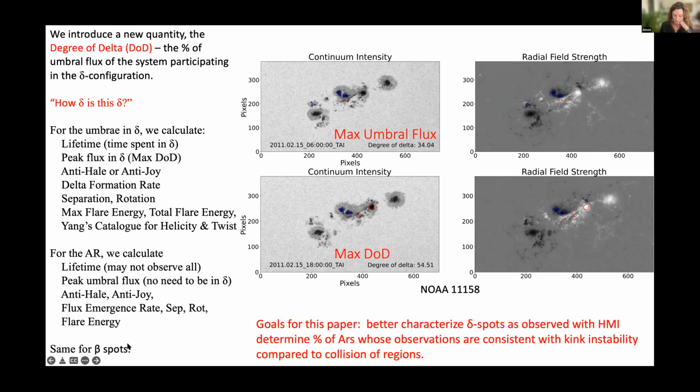We also have a control group of beta spots. So the goal for this paper is to better characterize delta spots observed with HMI and determine the percentage of active regions whose observations are consistent with the kink instability, or alternatively a collision of two different flux systems that are causing the delta to exist.